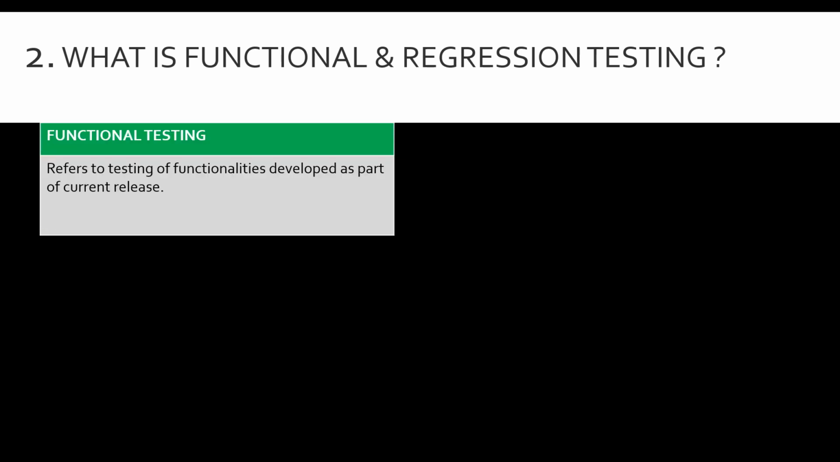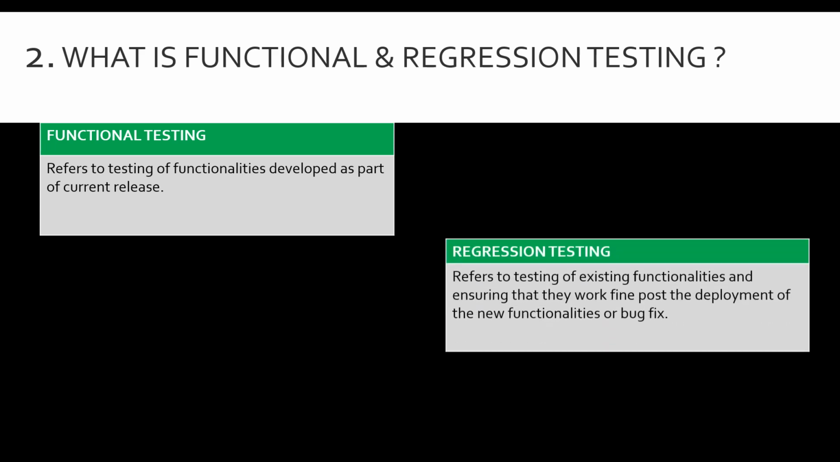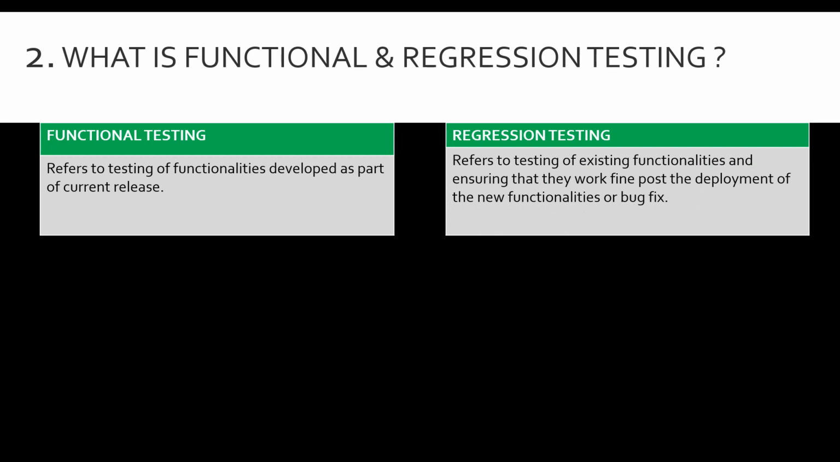First one is functional testing. This refers to testing of functionalities developed as part of the current release. So these are the new functionalities which are delivered, and testing of those functionalities is referred to as functional testing. Regression testing refers to testing of the existing functionalities, to ensure that they still work fine post addition of these new functionalities to the application. This is usually done at the end of the test cycle. Let's try to look at these with an example.